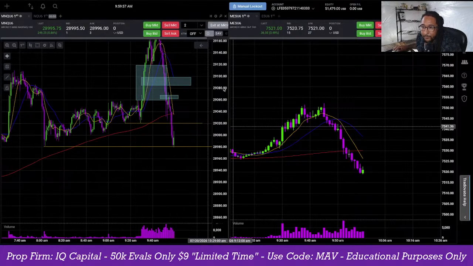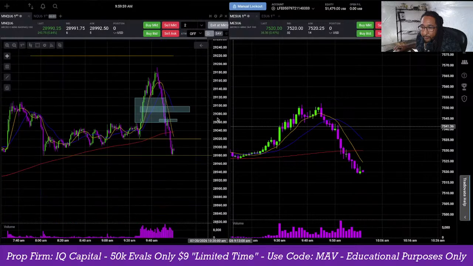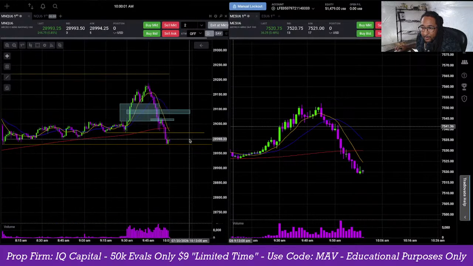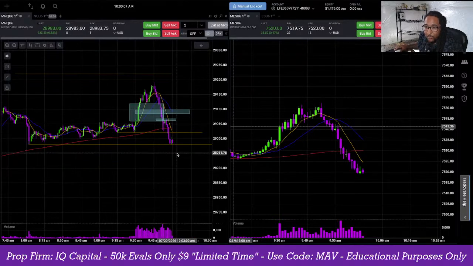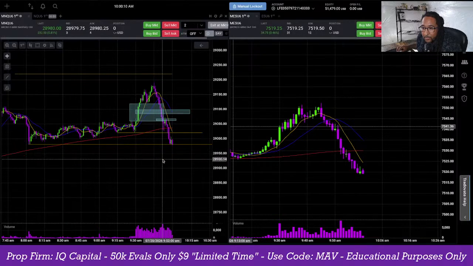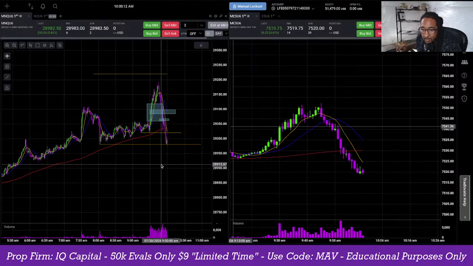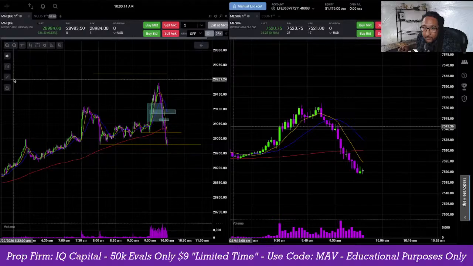So let's see. At the open, price manipulated higher. It wasn't that strong of a manipulation leg, and then we distributed lower for that 10-10 macro. It looks like we'll continue to go lower, maybe even to these lows here.